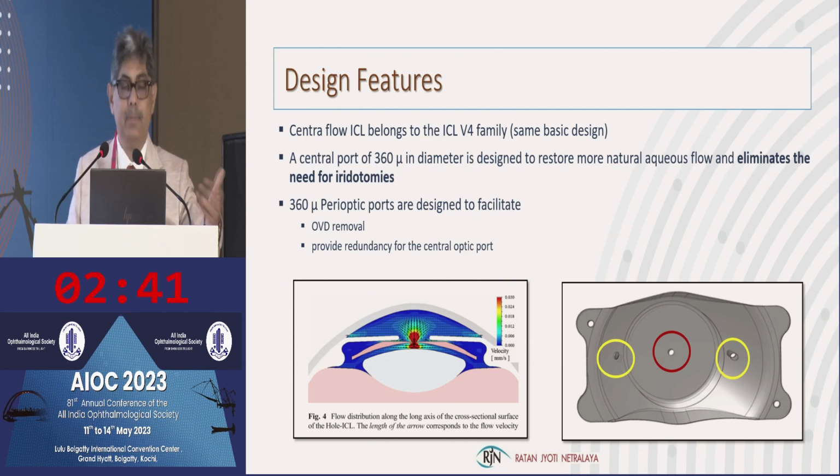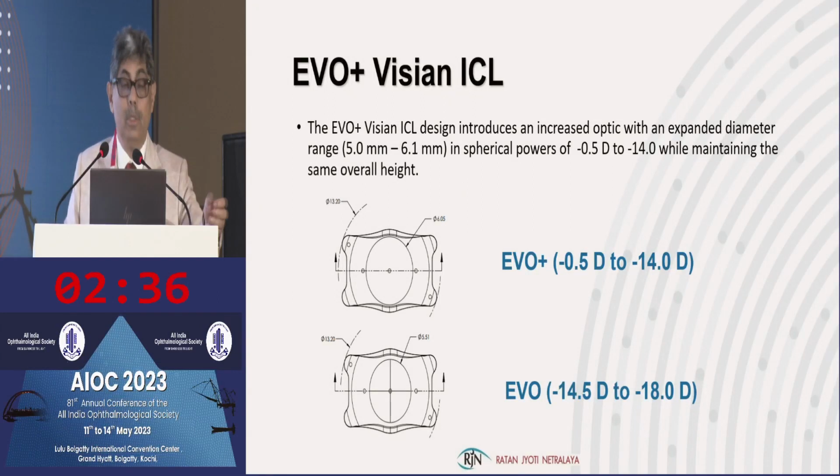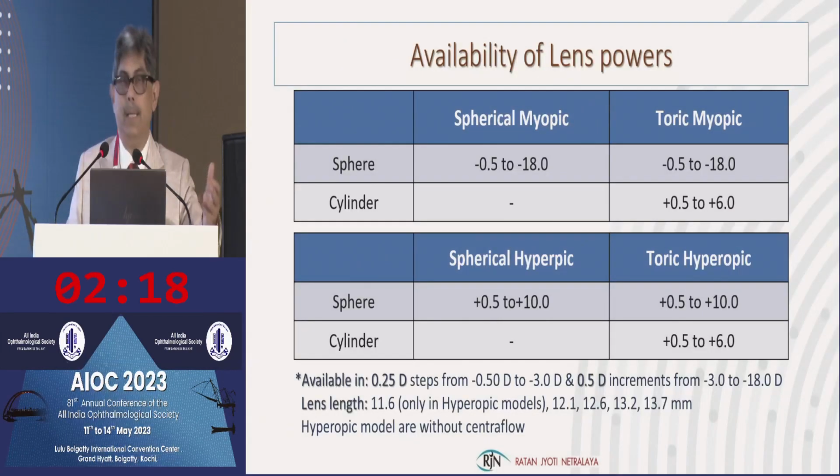And this helps for the OVD removal and provides redundancy for the central optic port. The EVO, now what we are using is EVO Plus Visian ICL, which has a larger optic size, 5 millimeter to 6 millimeter, depending on the power of the ICL. And this gives a better quality of vision, and the chances of glare are minimized further, and night driving in the white population is better. It is available in myopic eyes from -0.5 to -18 diopters.